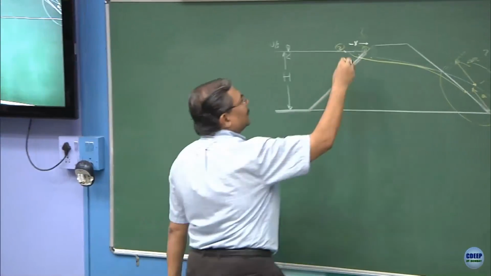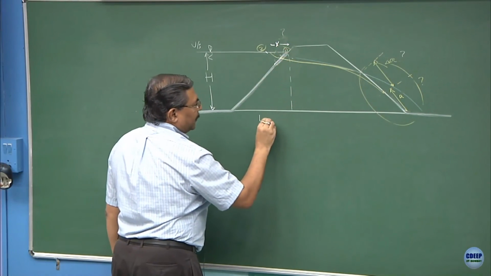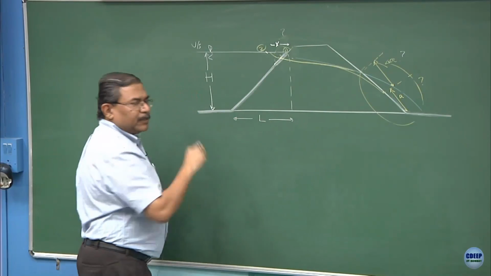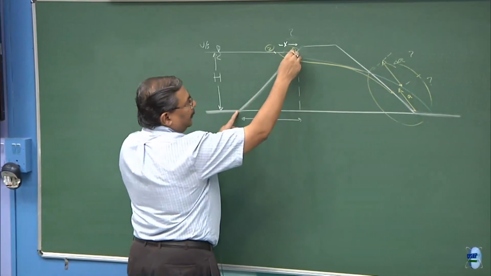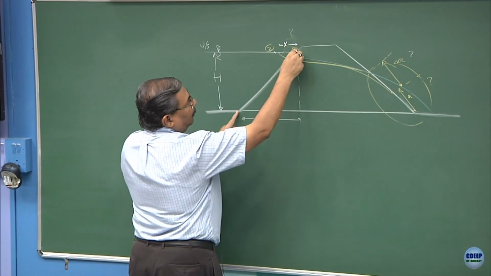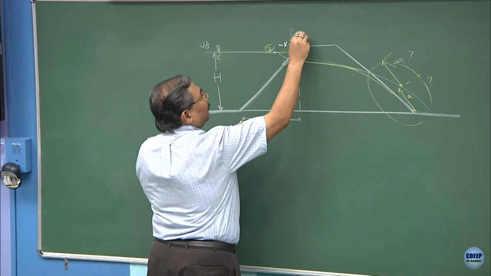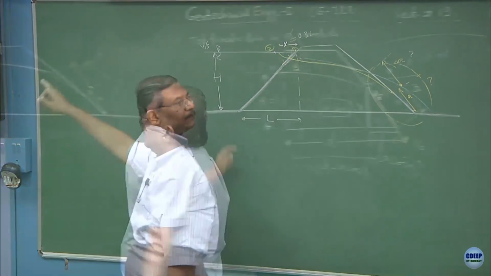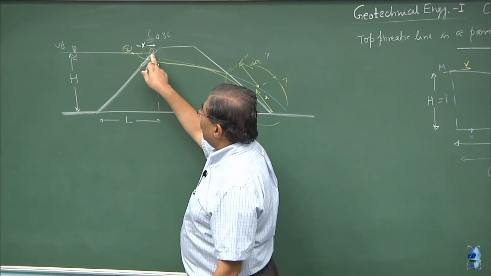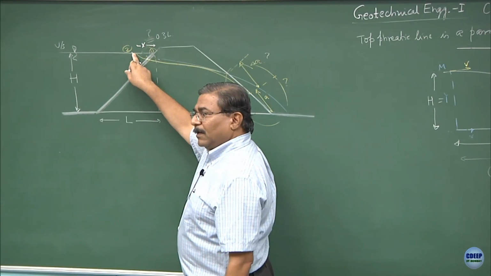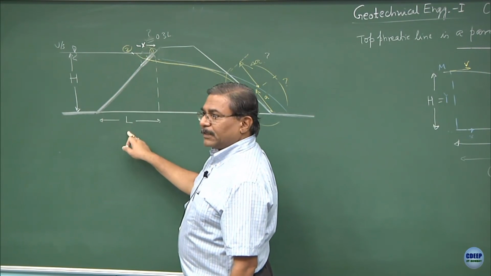X we can sort out by assuming that if the length of the submergence of the upstream slope is L, x is going to be equal to 0.3 times L. This I have taken care of. That means the initiation of the flow line is going to be from a distance of 0.3 times L if L happens to be the submergence length of the slope in the x axis.